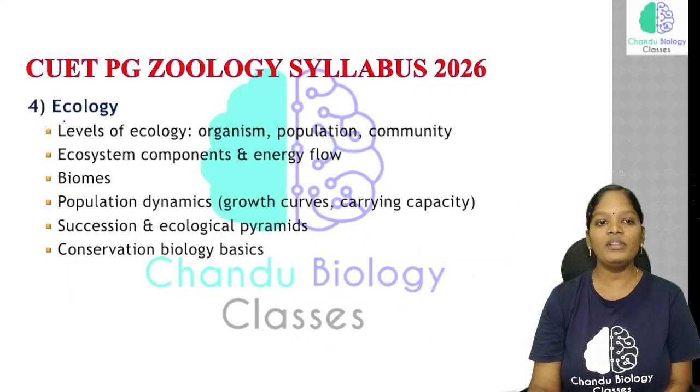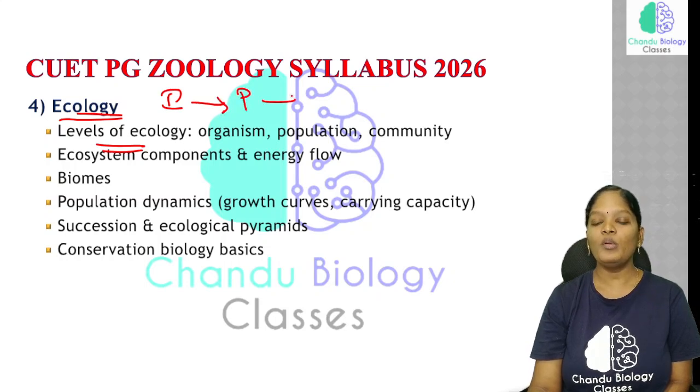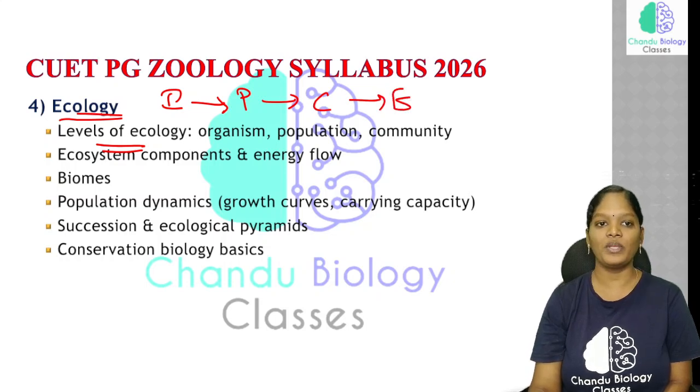Now the fourth unit is ecology. In ecology, you should study the levels of ecology. A group of individuals, we call a population. A group of populations, we call a community. A group of communities, we call an ecosystem. So the ecosystem components and energy flow.